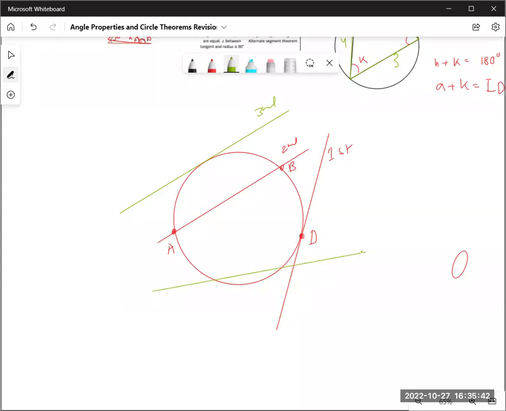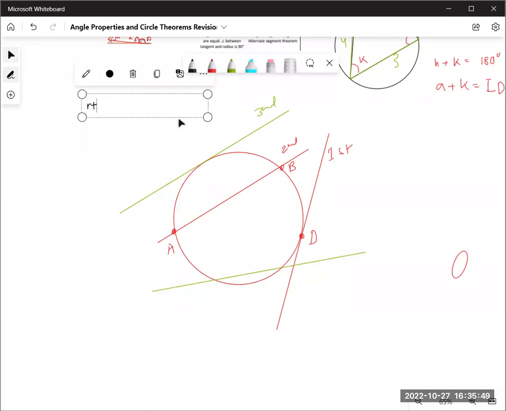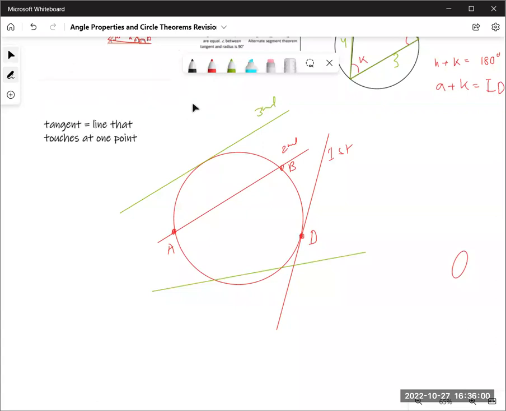Yes, sir. Is the green line, the third one, a tangent? Yes. Write in your notebook, a tangent is a line that touches at one point. Write this in your notebook. Now, since the third line touches at one point, that's a tangent. The first line touches at one point.